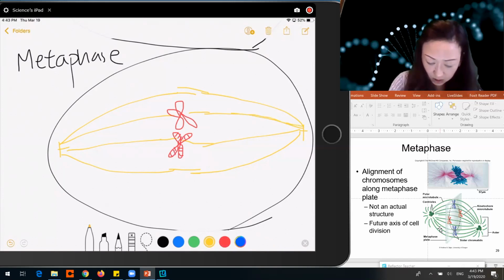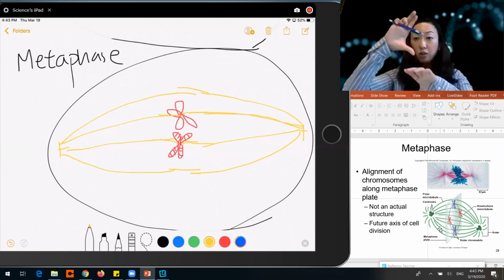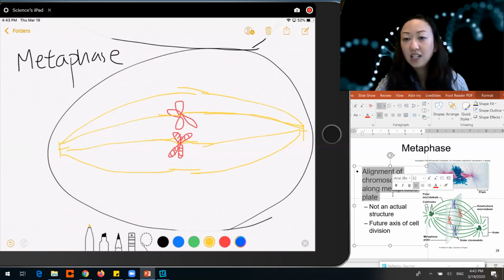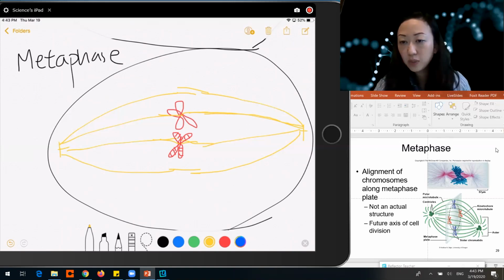This is supposed to hit the middle, that's supposed to hit the middle, this is supposed to hit the middle, this line should hit the middle because that's where the centromere is. And both chromosomes need to line up at the middle plate. Alignment of chromosomes along the metaphase plate is what happens at metaphase. That's the third phase. There we go.